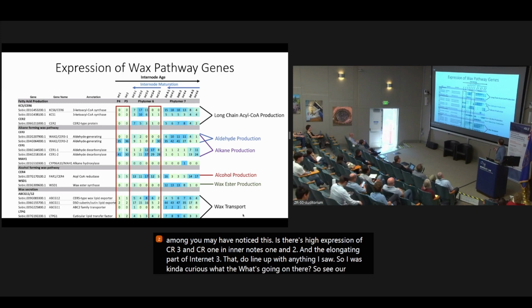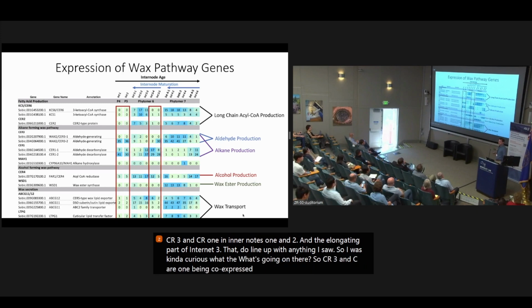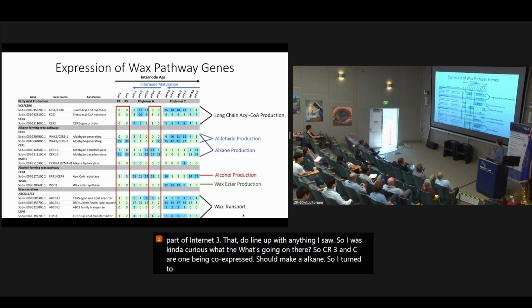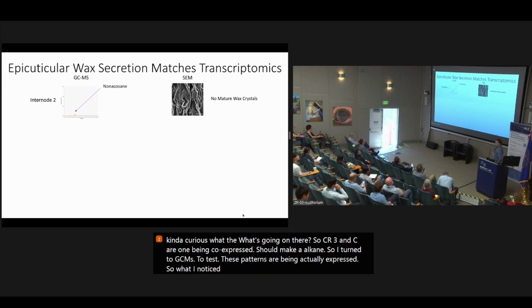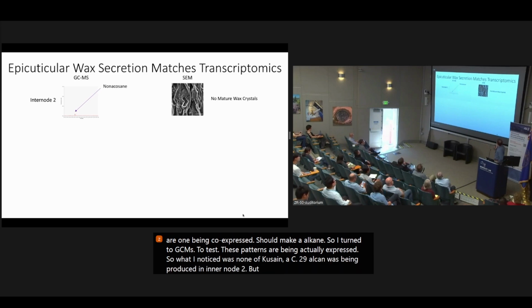So CER3 and CER1 being co-expressed should make an alkane. So I turned to GC-MS to test if these patterns are actually being expressed.